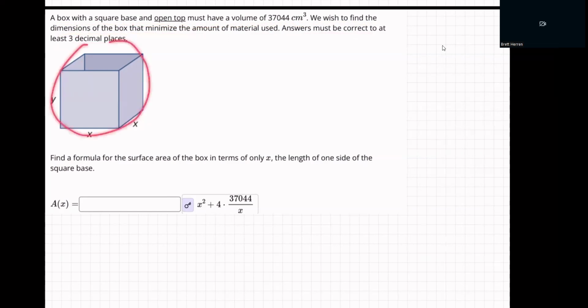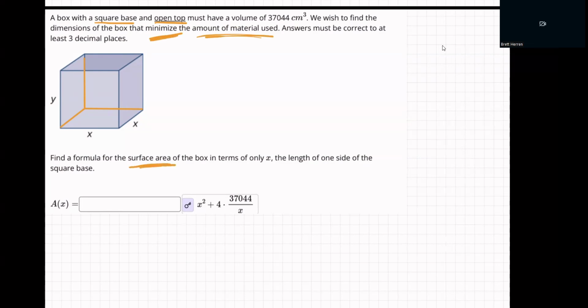Okay, so we have this box. Notice it says it's a square base, open top. You can see the top is open and the base is square. Bring this line down there. You just see those back lines back there. Anyway, so the base is square, and we're trying to minimize the amount of material.